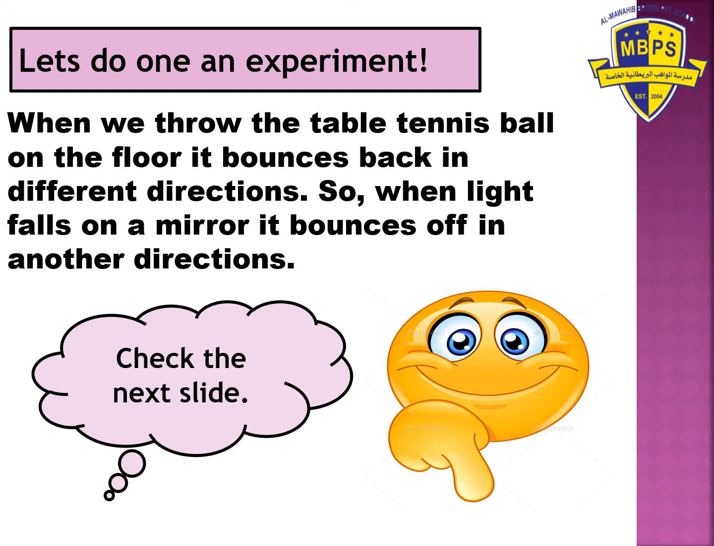If you throw the tennis ball on the floor or you hit it on the wall, when we throw the table tennis ball on the floor, it bounces back in a different direction. It comes back to you. So, even when light falls on a mirror, it bounces off in another direction. Check the next slide.